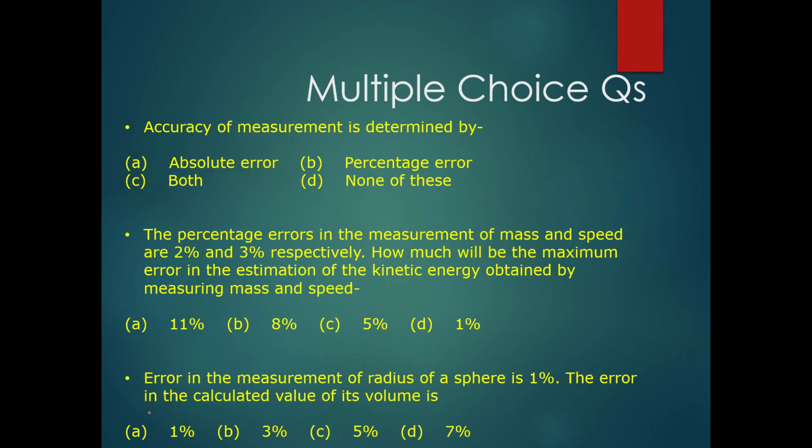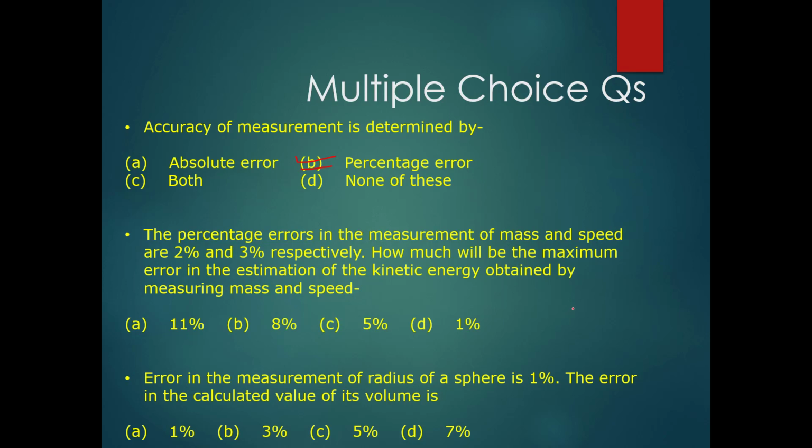MCQs. Accuracy of measurement is determined by, always I have told you, errors. Errors can be classified as absolute error, relative error, and percentage error. But here among these four options, percentage error would be the most accurate. Okay, the percentage errors in the measurement of mass and speed are 2% and 3% respectively. How much will be the maximum error in the estimation of kinetic energy obtained by measuring mass and speed?